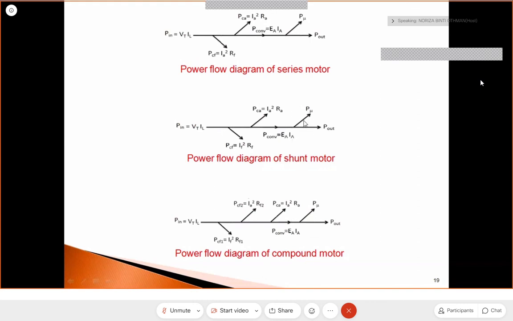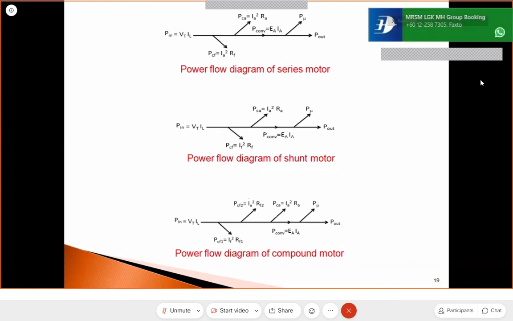Jadi ni formula dia macam kalau yang series motor tu yang atas tu kan. P in sama dengan PCF plus P yang lagi satu ni, sebab power lah kan. P in sama dengan PCF plus PCA plus P converted. Oh, okay. Dia ada tiga cabang kan? Daripada PA tu dia keluar ke tiga. And then P converted equal to P mu plus P out.